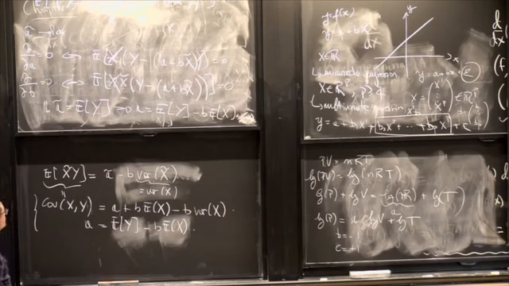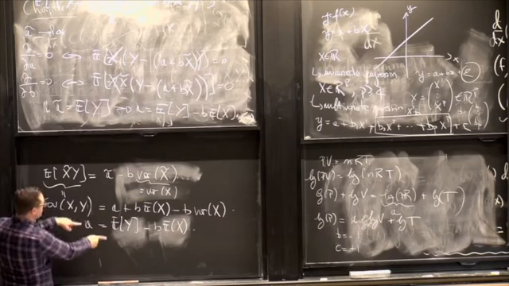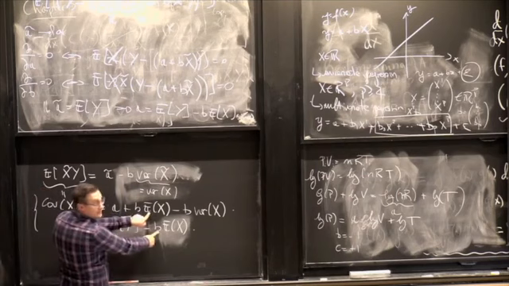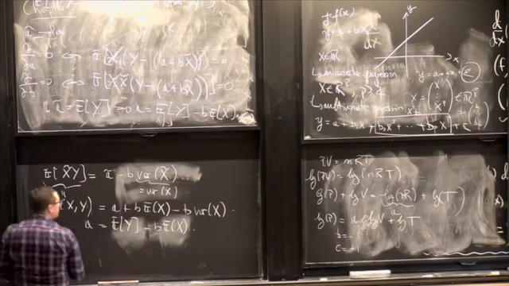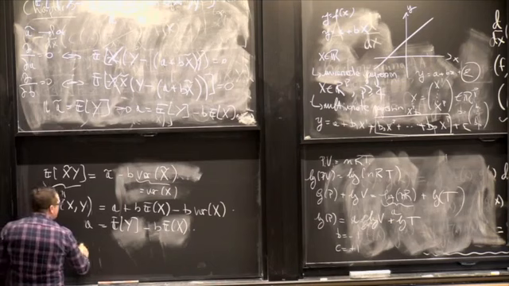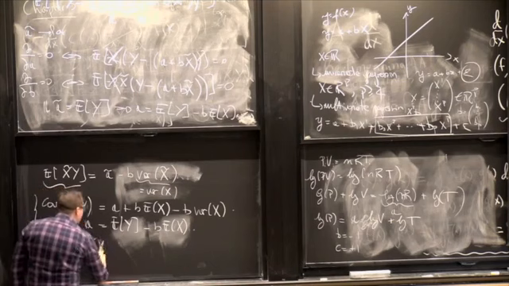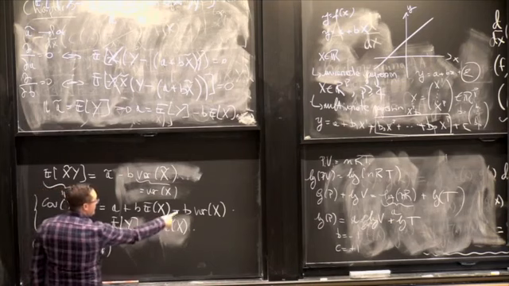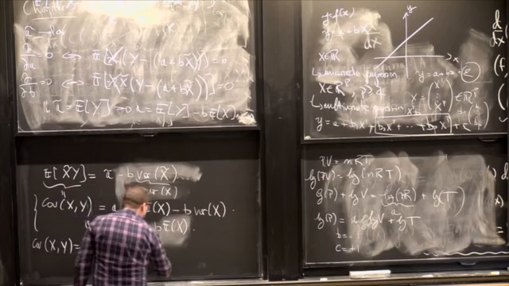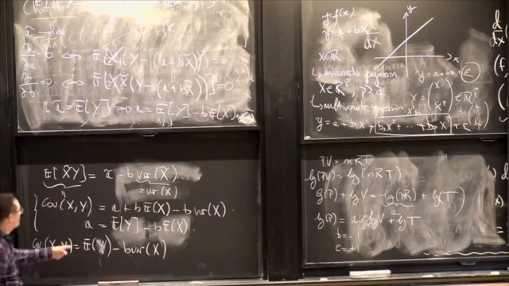OK, so if I sum the two, right? So if I sum the two, those guys are going to cancel. Those guys are going to cancel. And so what I'm going to be left with is covariance of xy is equal to expectation of x, expectation of y. And then I'm left with this term here, minus b times the variance of x. And so that tells me that b, why do I still have the variance there?